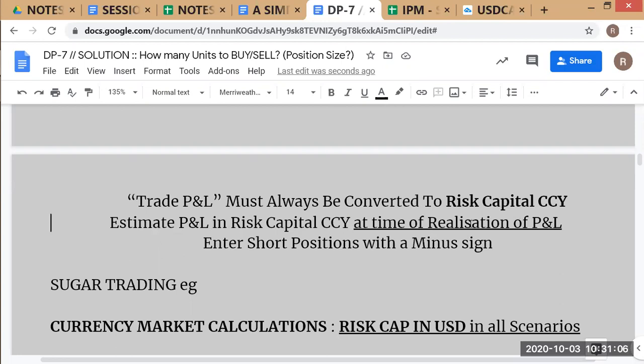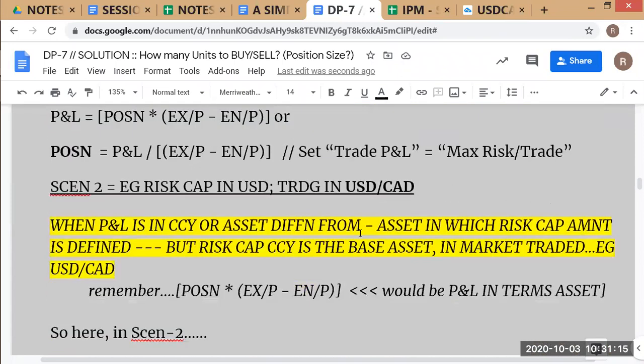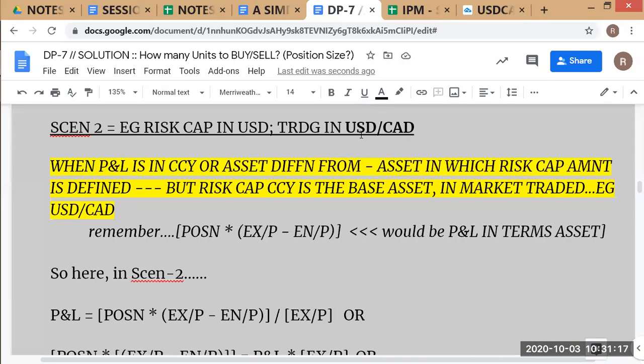Okay, so therefore, first you figure out that you have to divide it. In the case of the candy, in scenario 2, you have to divide it, because it is 1 US dollar equal to so many Canadian dollars. So to convert Canadian dollars to a US dollar amount, you have to divide by the exchange rate. And which exchange rate should you take, exit or entry? The answer is exit, because that is when you realize your P&L, okay? Not at this point.